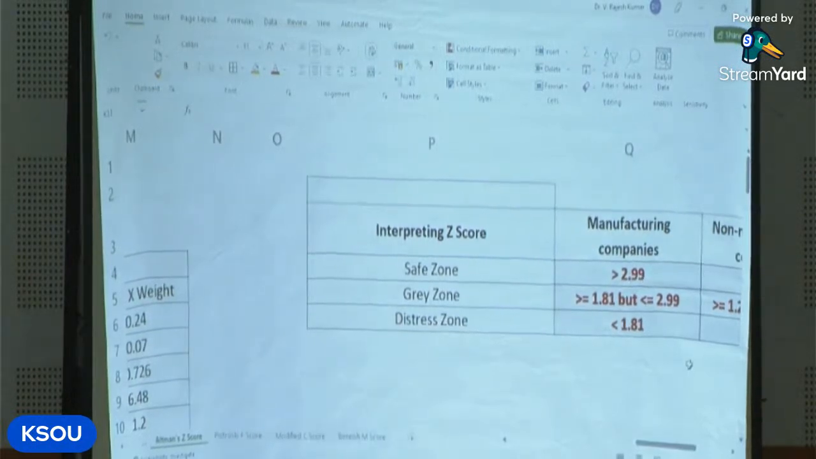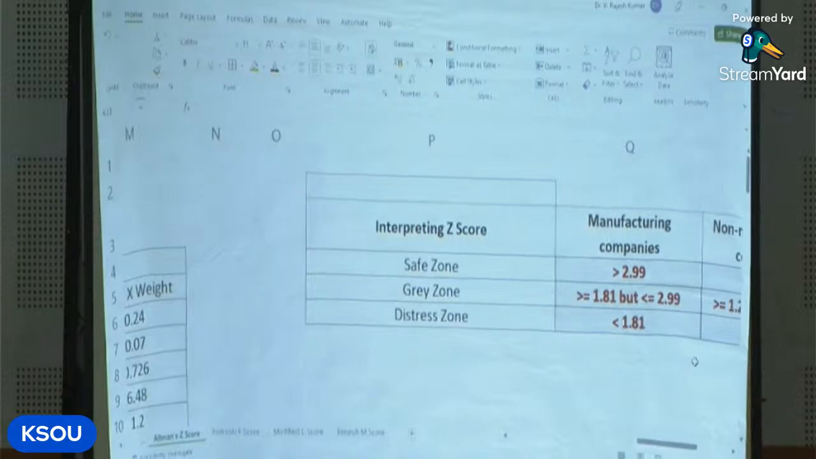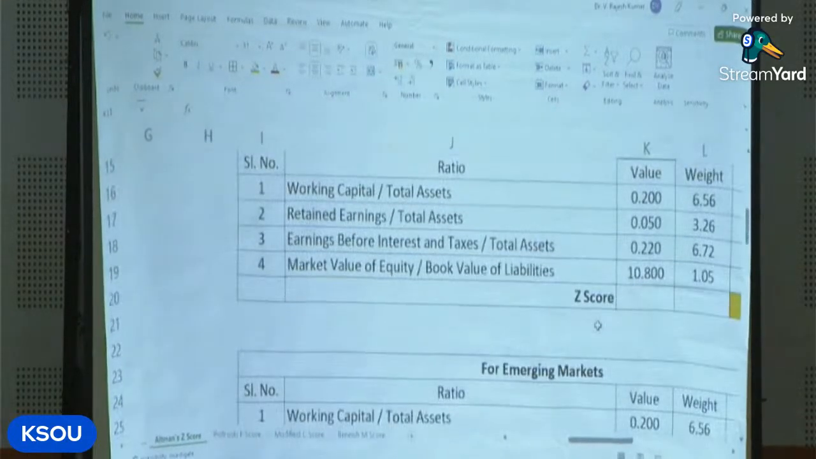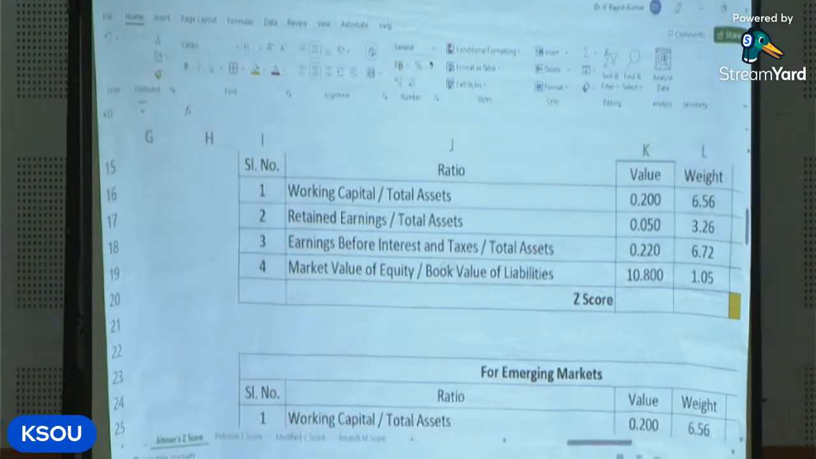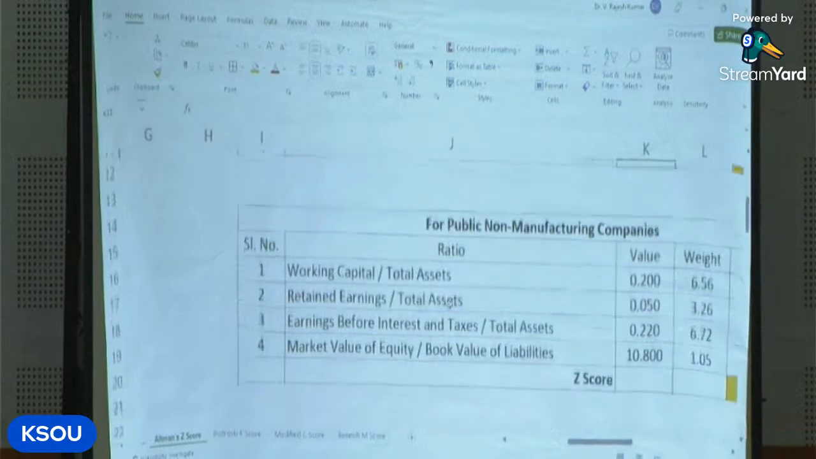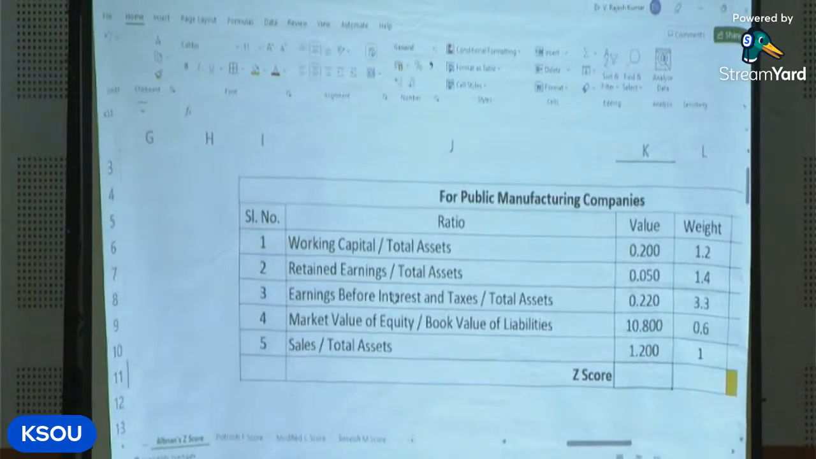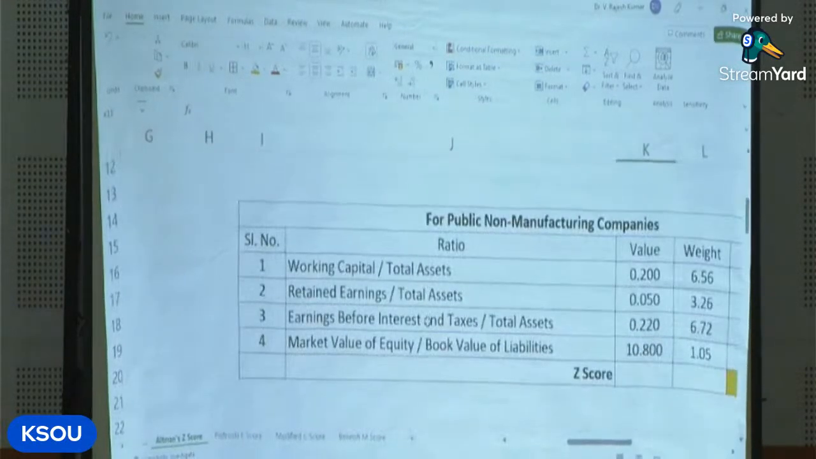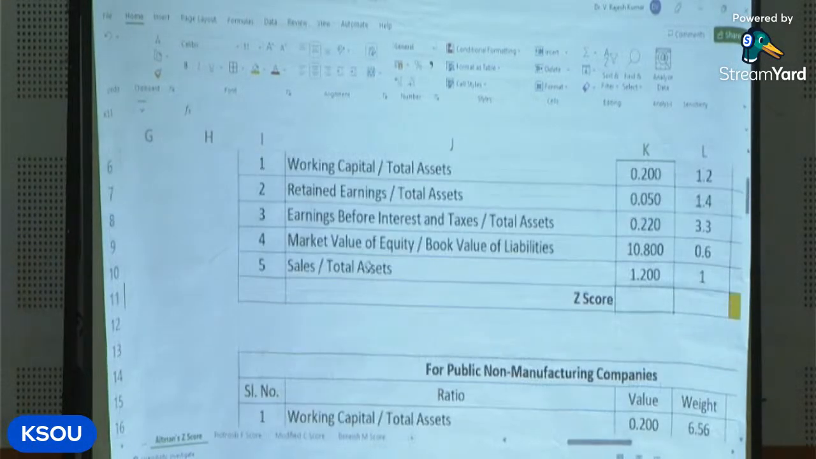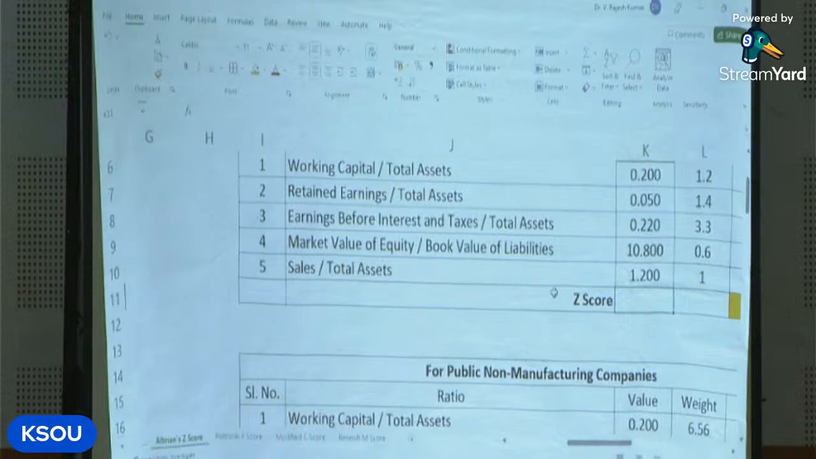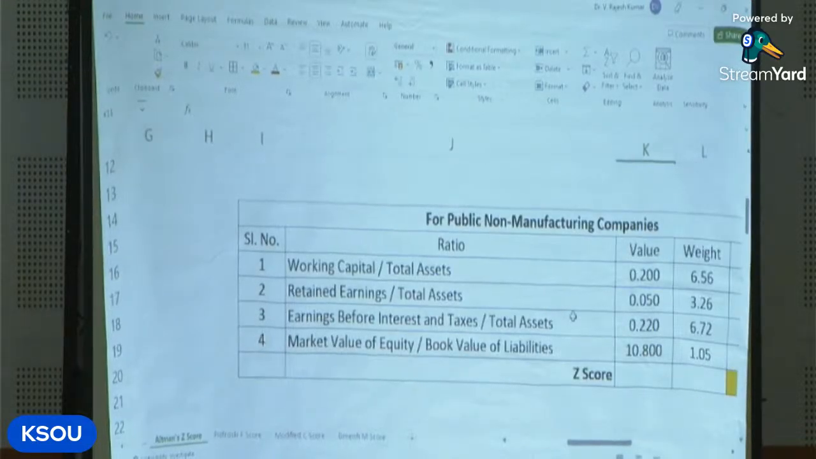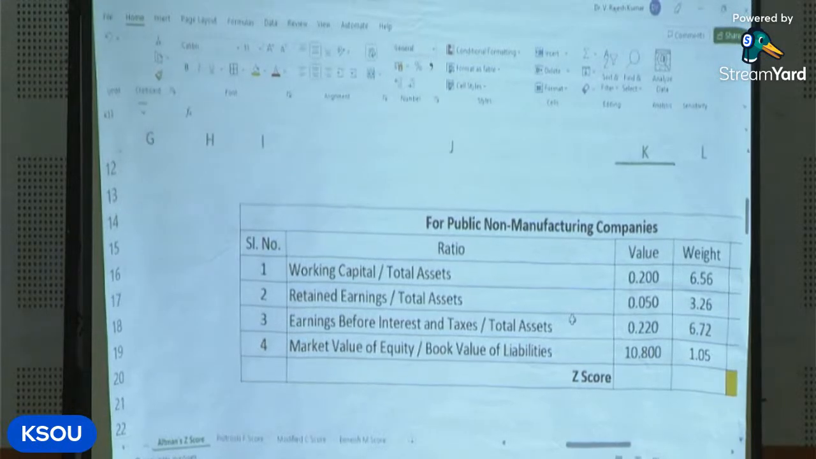But this is for which type of companies, sir? I said manufacturing. Now, if it is not manufacturing, all the same: working capital by total assets, retained earnings by total assets, EBIT by total assets, market value of equity by book value of liability. Which is the last one we had here? Sales by total assets is removed, because assets play a role in manufacturing entities, productive.